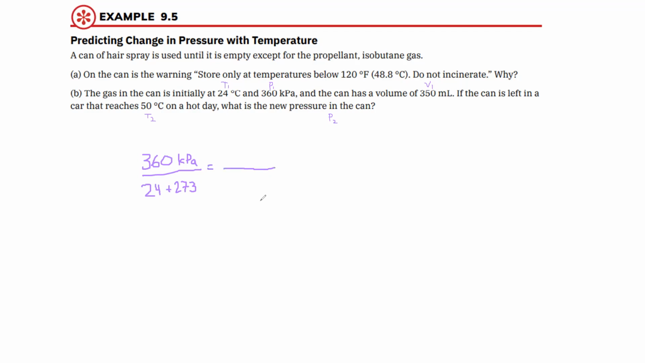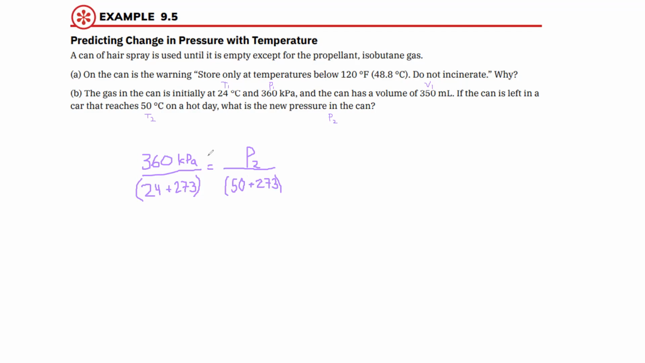So then on the final condition side, P2 over T2, again, we're looking for that new pressure. So P2 is what we're solving for. And I'll also put this in parentheses just so we know the order of operations. So then the final temperature, we're going to have 50, but we need to convert it to Kelvin. So we'll do plus 273. And with this, just note the units with temperature are important, so we always need those in Kelvin.